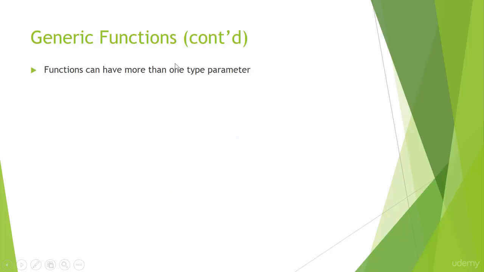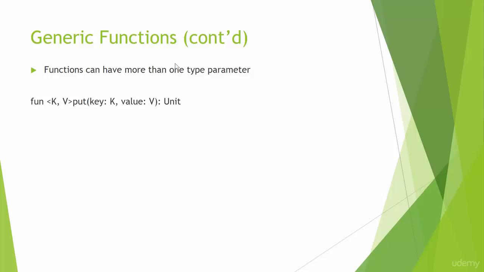Functions can have more than one type parameter, as we mentioned. So here's an example of a function called put. Before the name of the function, we specify the type parameters. Inside the angle brackets, here we say K and V because it's a key and a value. We specify for the named parameter key that it's going to be type K. For the value, it's going to be type V.